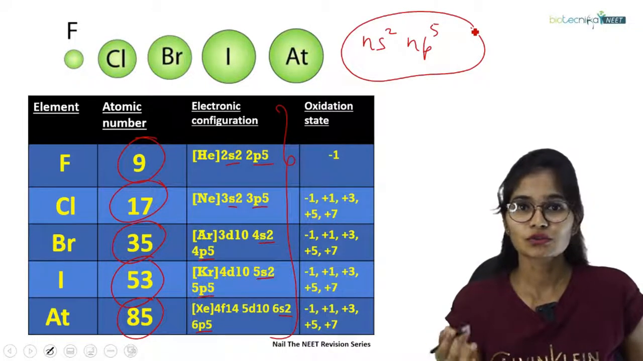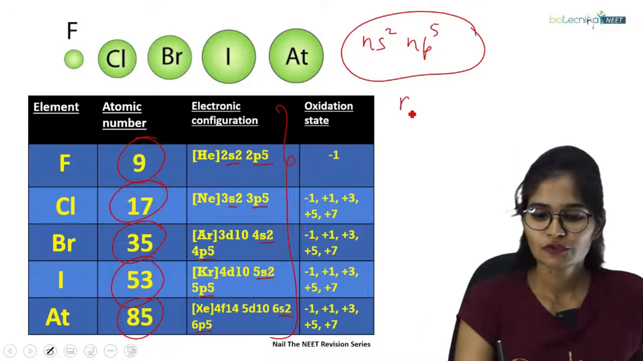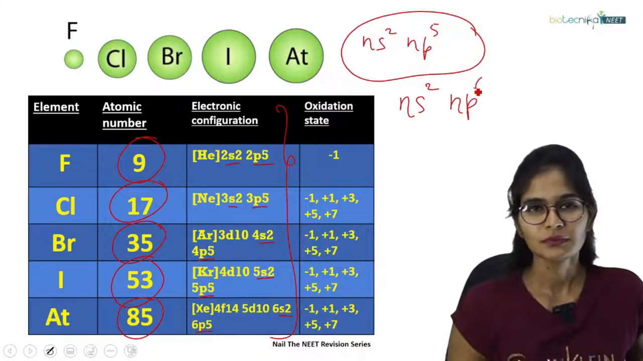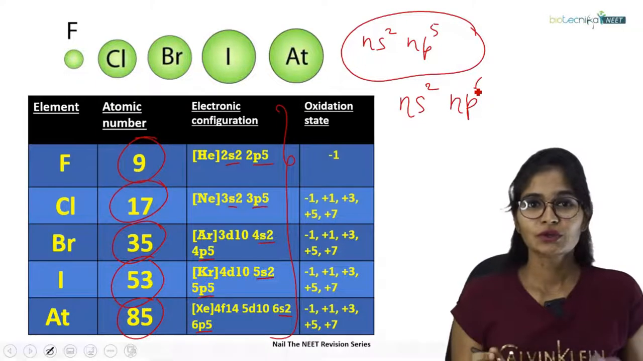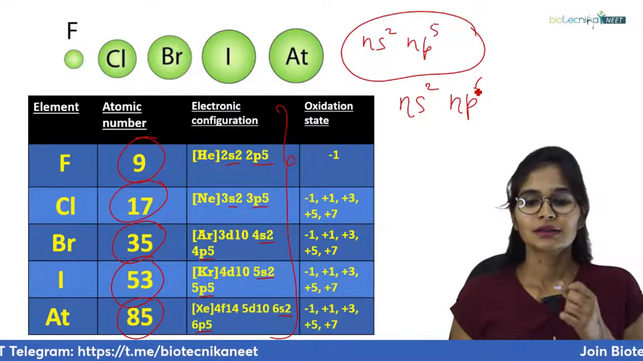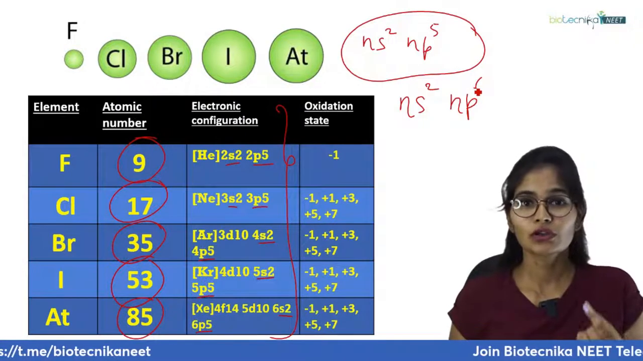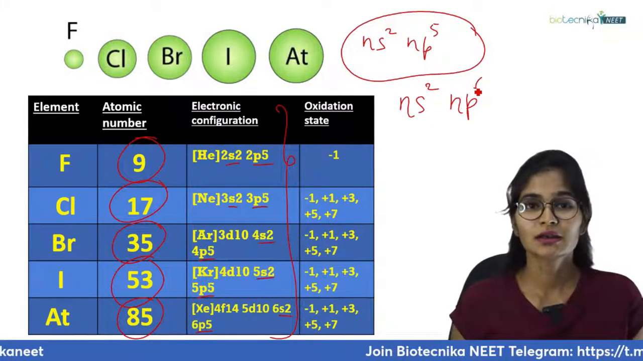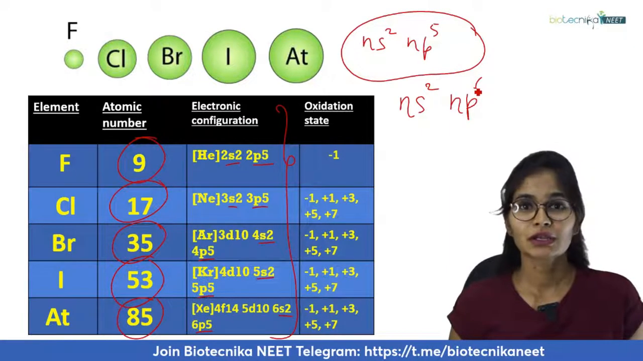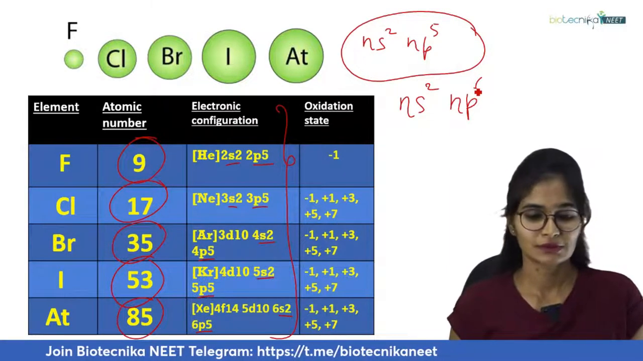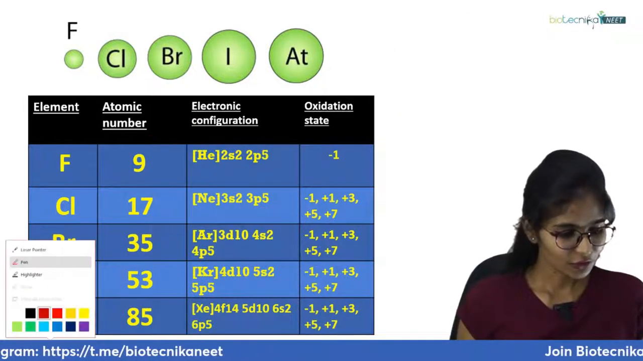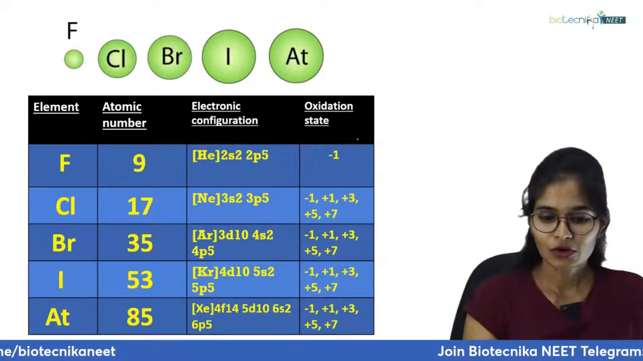So those all are noble gases, where the configuration of noble gases will be ns2 np6. Group 17 has only ns2 np5, and only one electron is needed for all group 17 elements. That's why they are more reactive in nature compared to the remaining groups of p-block. Here I have mentioned their electronic configuration and their oxidation state.